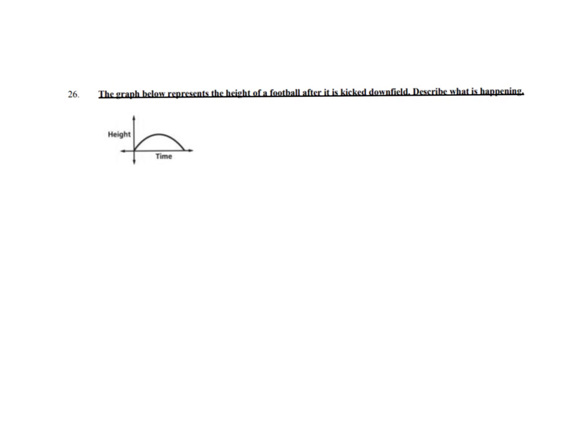So problem 26 says the graph below represents the height of a football after it is kicked downfield. Describe what's happening. So in my mind right now, I'm thinking about what happens to a football when I kick it. Well, I kick it, it goes up in the air, and then it falls. So over time, the football goes really high, and at the end of the kick, it's on the ground. So that's why over time, it goes up and then back down.